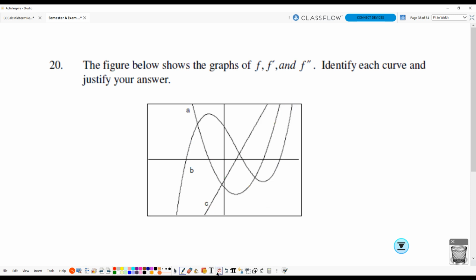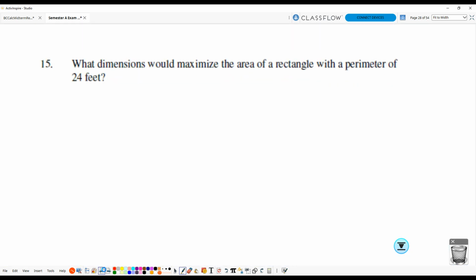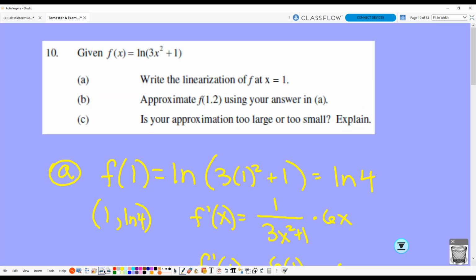Number 10, then 13 after that. 13 and 14. Okay, 10. Linearization. What does linearization mean? Make it a line. Lineify. Make it a tangent line. Linification. It's not a real word. No, but I can verbify anything I want.